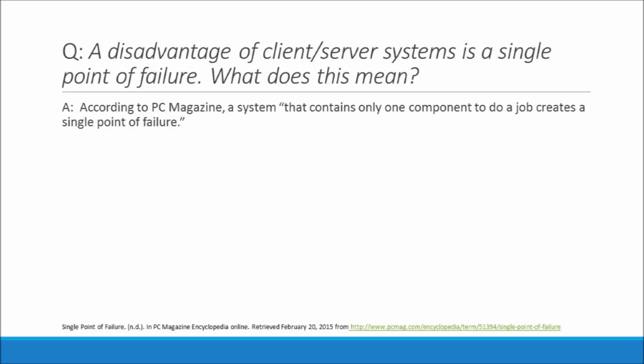What does this mean? So, to use the definition from PC Magazine, a system that contains only one component to do a job creates a single point of failure. An example of this would be hardware failure. If the only machine running my database server were to lose power, I'd be completely unable to access my data because I don't have a backup plan in place.